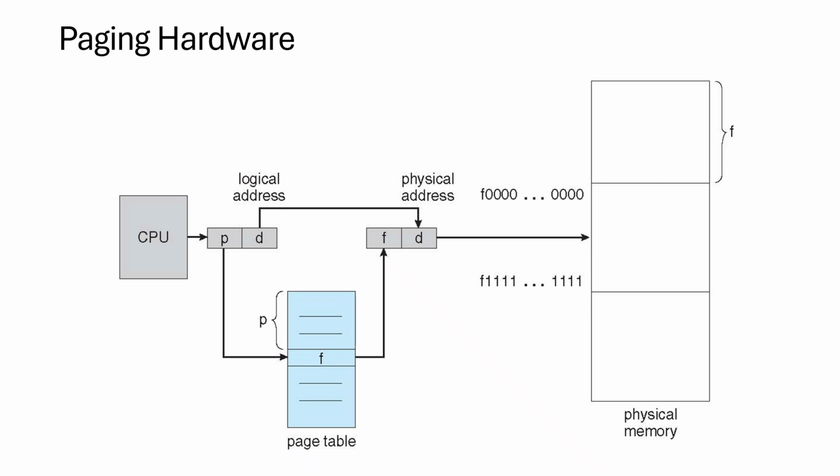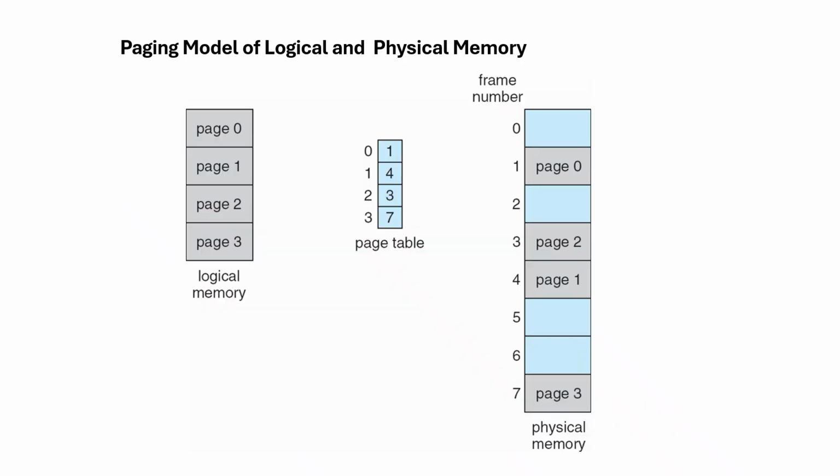Here this is the hardware for translating logical address into physical address. The CPU generates the logical address, which consists of page number P and displacement D. The displacement will be taken as it is in the physical address. Then P gives the information about where the frame is available, the frame number. Then take the frame number, and the physical address is generated. Find that location to access the content in the main memory.